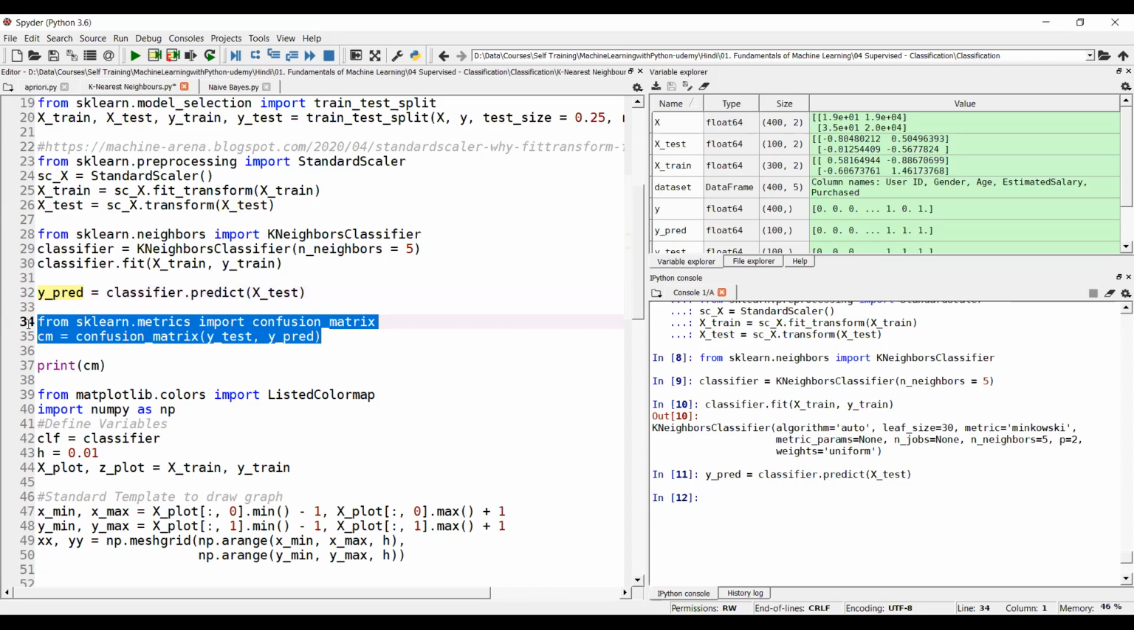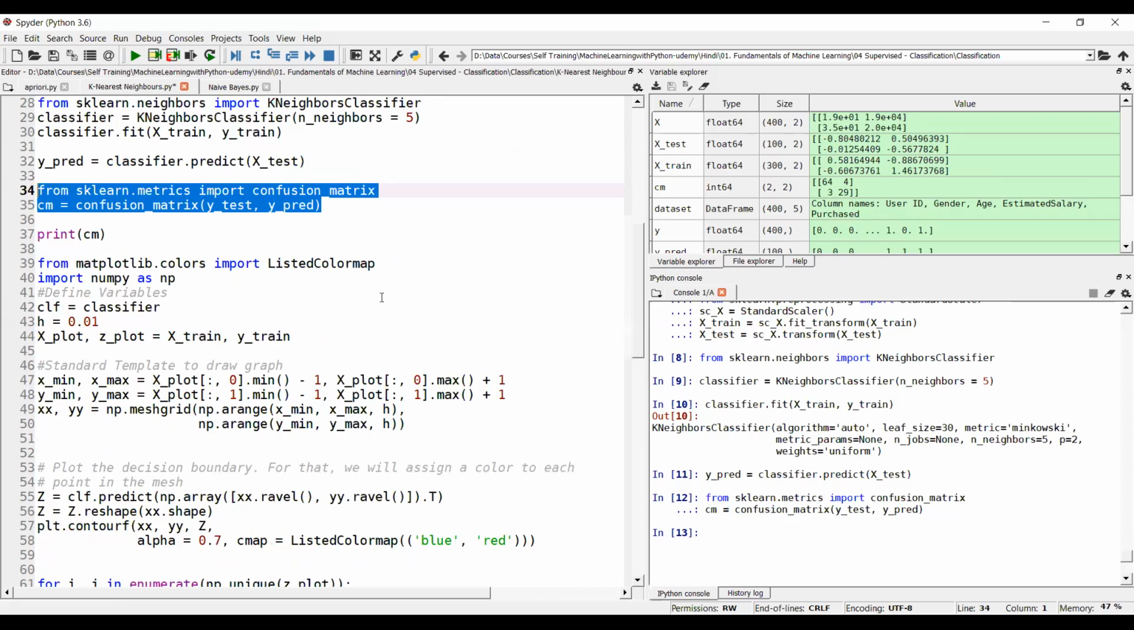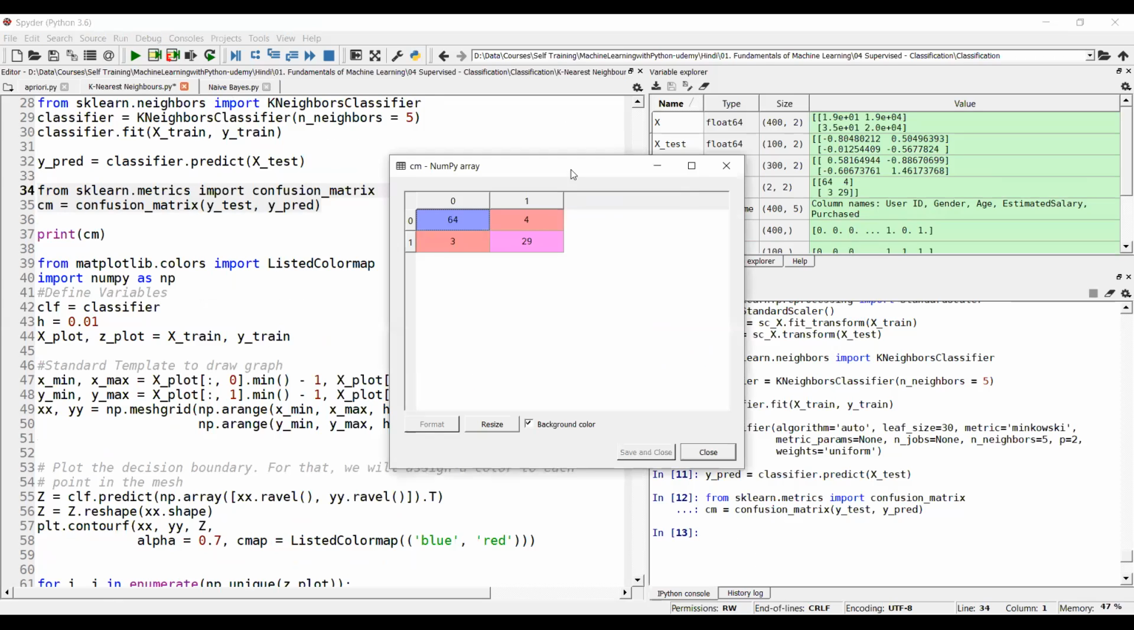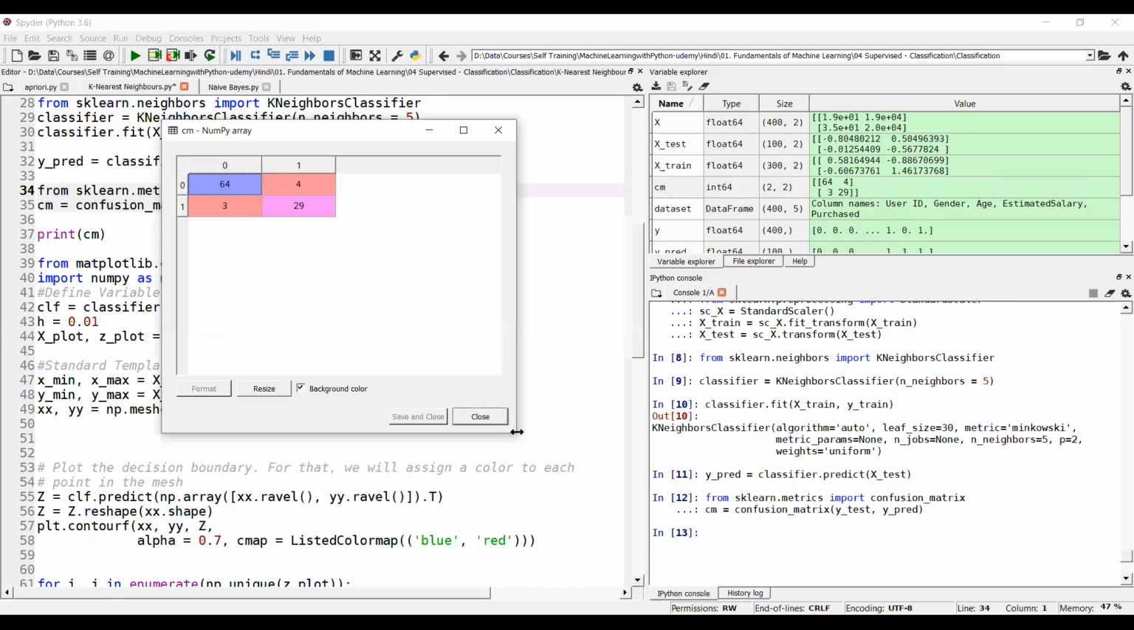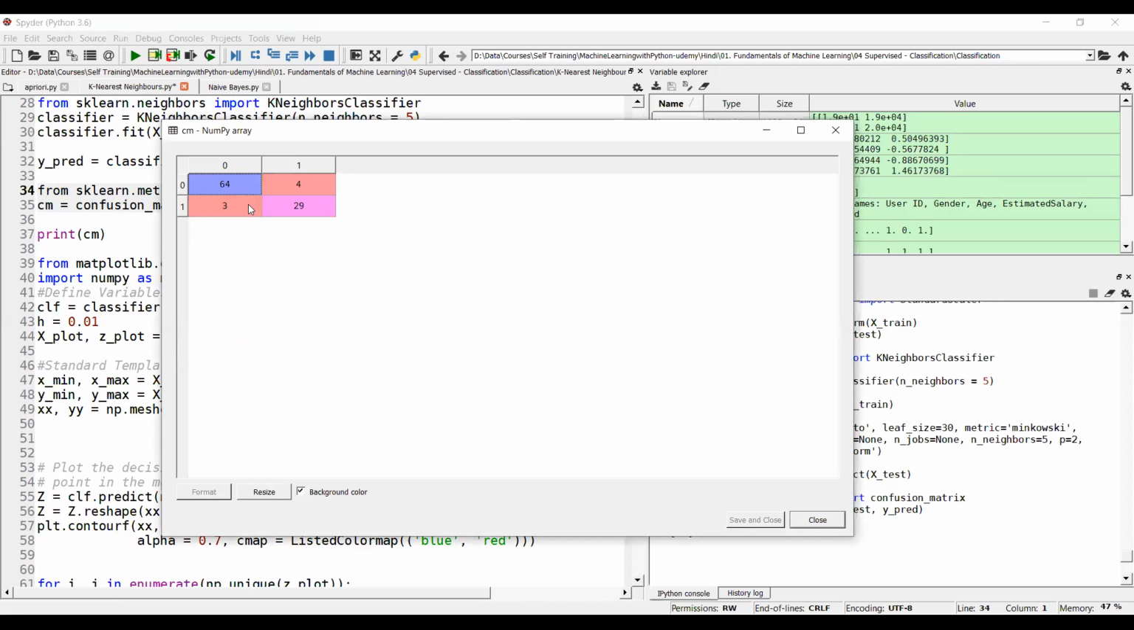So we'll execute this to compute the confusion matrix. Now we'll print CM. You can see CM is showing here also. So if you see here, 64 plus 29, it will come to around 93.